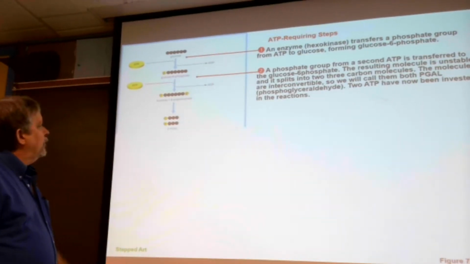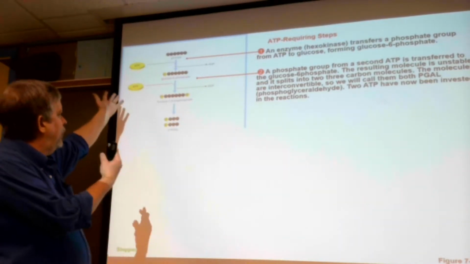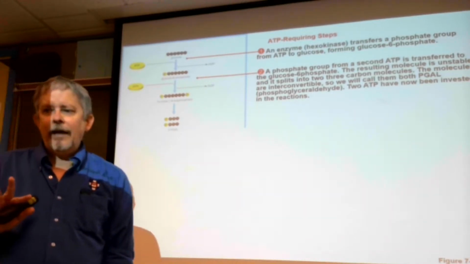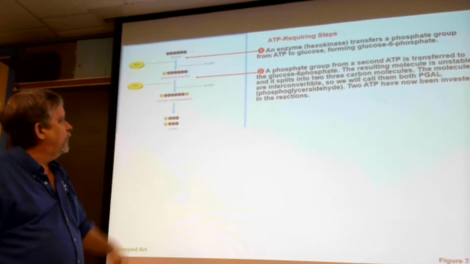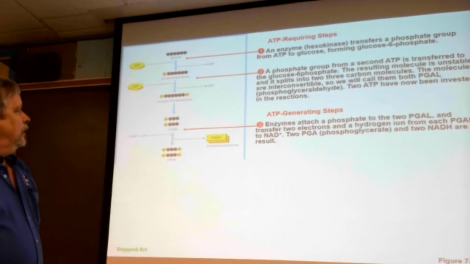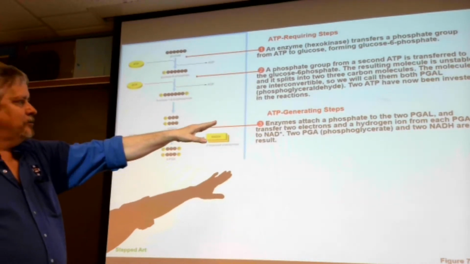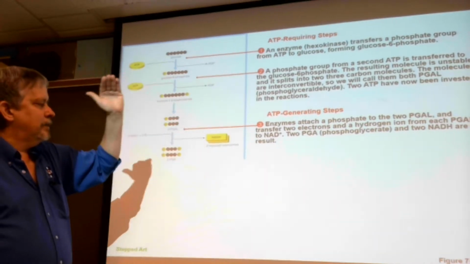All right, now we use another ATP to put a phosphate on the other end of it, and there we go. Now we have the glucose molecule with a phosphate on either end of it. Immediately, that will break apart into 2 3-carbon chains that each have 1 phosphorus. Now, enzymes attach the phosphorus to the 2 PGALs and transfer 2 electrons and a hydrogen ion from each PGAL to NAD plus, giving us 2 PGAs and 2 NADHs.